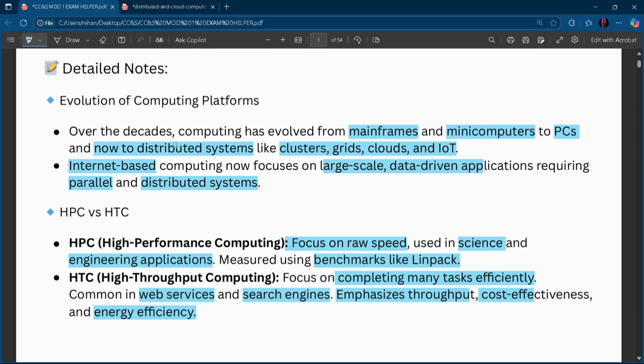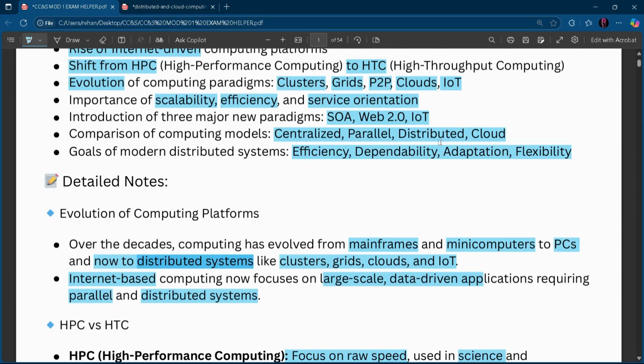Okay, so now the evolution of computing platforms. Over the decades, computing has evolved from mainframes to minicomputers, from minicomputers to PCs, personal computers, and now to distributed systems. What are the distributed systems? These are nothing but clusters, grids, clouds, and IoT. Internet-based computing focuses on large-scale data-driven applications requiring parallel and distributed systems. You saw here, parallel and distributed systems; these both come under cloud itself.